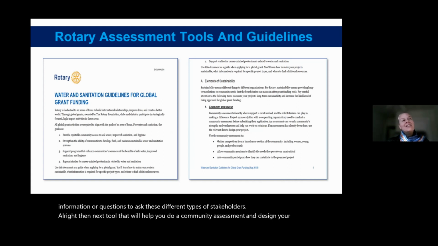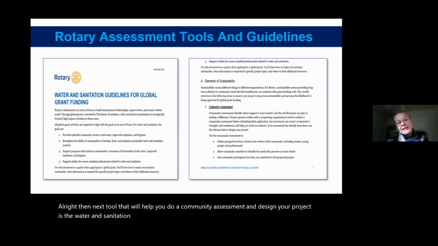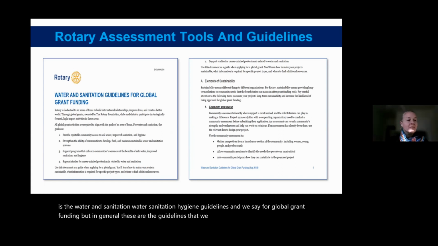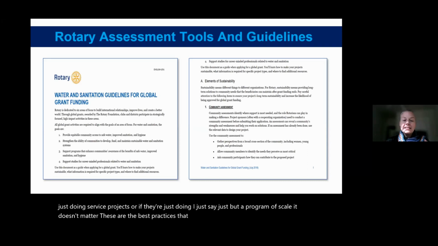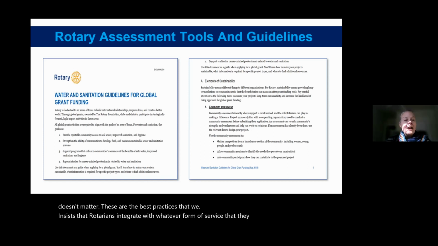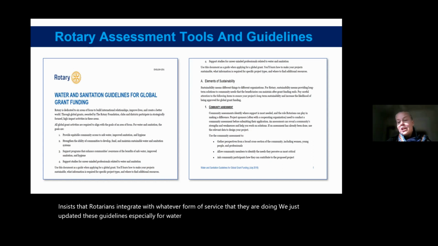All right, the next tool that will help you do a community assessment and design your project is the water sanitation hygiene guidelines. And we say for global grant funding, but in general, these are the guidelines that we hope all Rotarians, whether they're doing service projects or a program of scale, it doesn't matter, follow. These are the best practices that we insist that Rotarians integrate with whatever form of service they are doing. We just updated these guidelines, especially for water, sanitation, and hygiene. The sustainability guidelines that Tony had referenced are within this particular document.